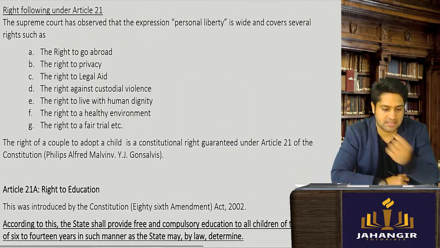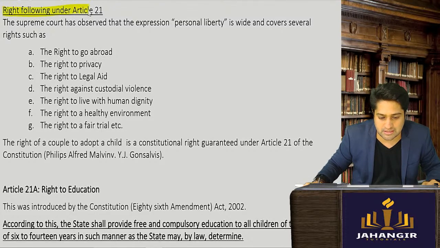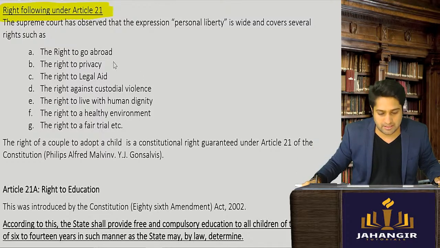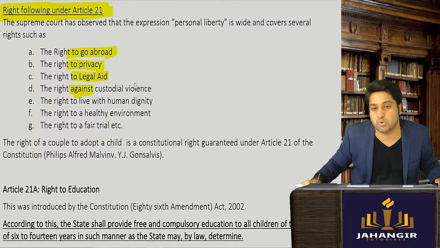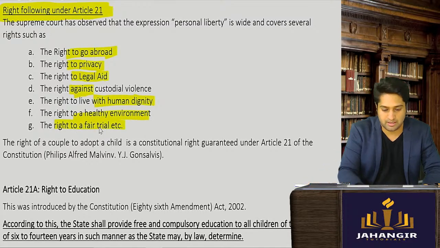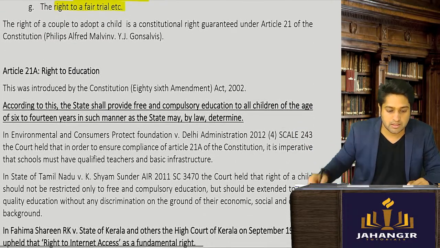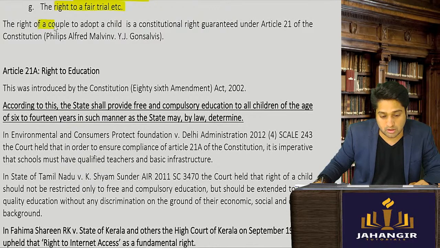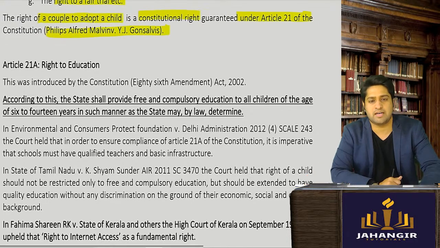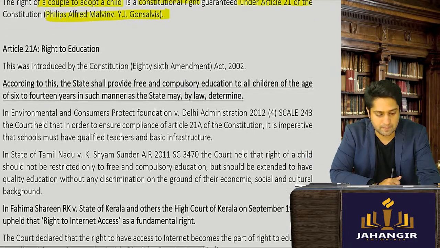Now coming to some of the rights, I told you Article 21 covers almost everything: the right to go abroad, right to privacy, right to legal aid, right against custodial violence, right to live with human dignity, right to a healthy environment, right to a fair trial. The right of a couple to adopt a child is a constitutional right under Article 21. So even the right to adopt a child is there.